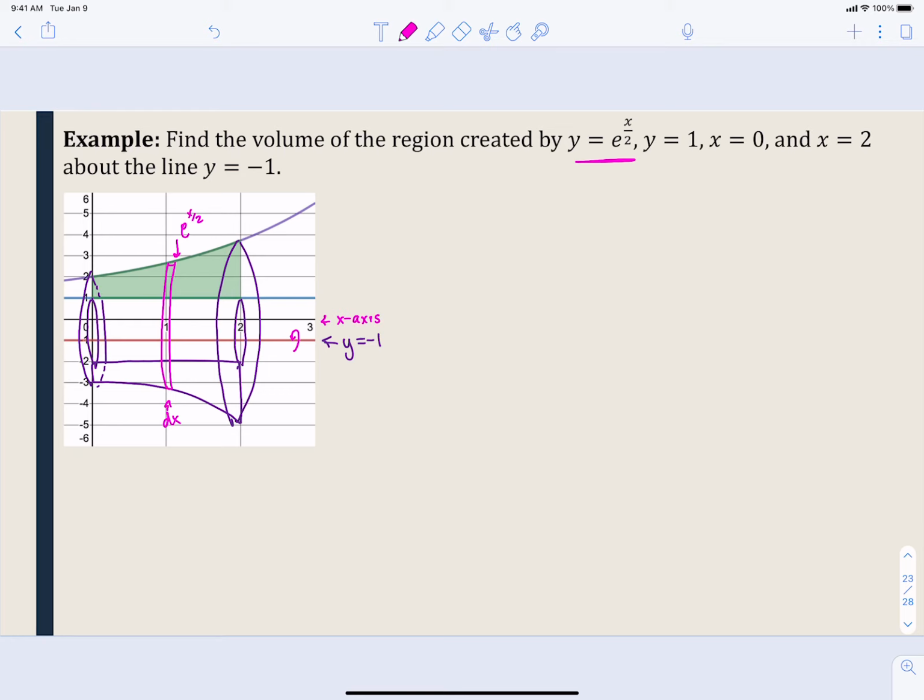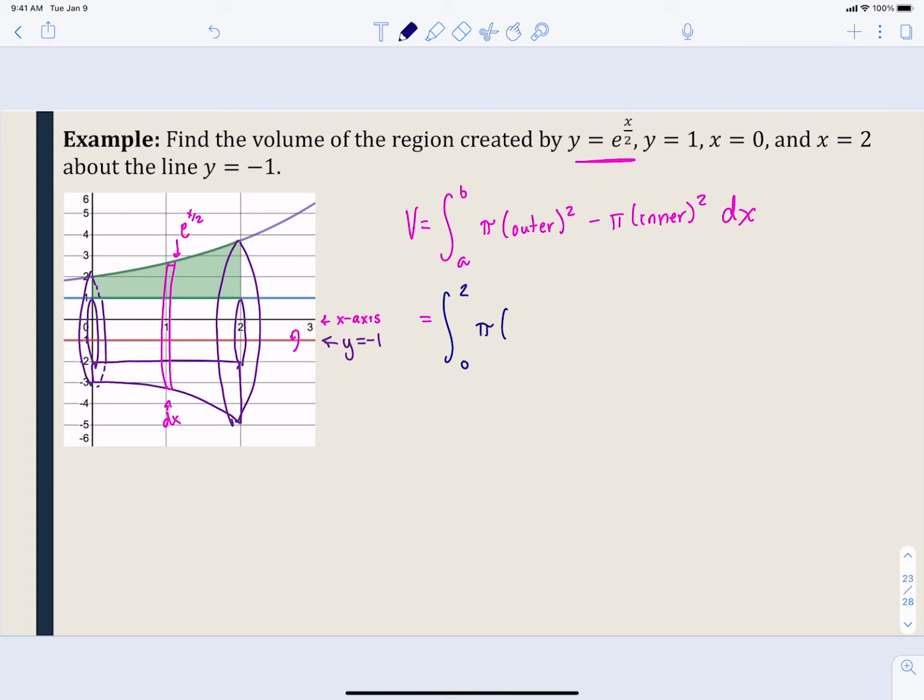So again, our formula for this volume is going to be from a to b, and this has a cavity, so we're going to have pi times the outer radius squared minus pi times the inner radius squared. So our limits of integration, again, our variable is x, so they're going to be along the x-axis. It's starting here at 0 and going until we hit 2. So those are going to be from 0 to 2.